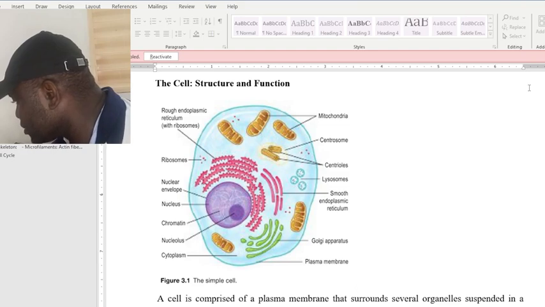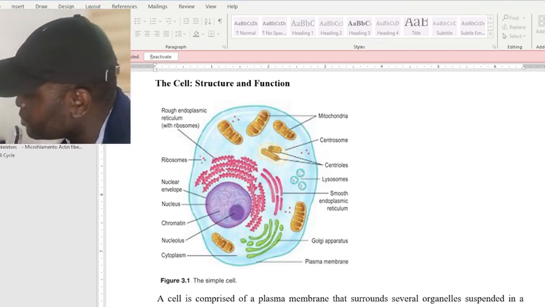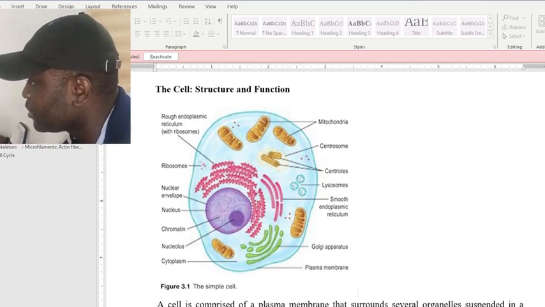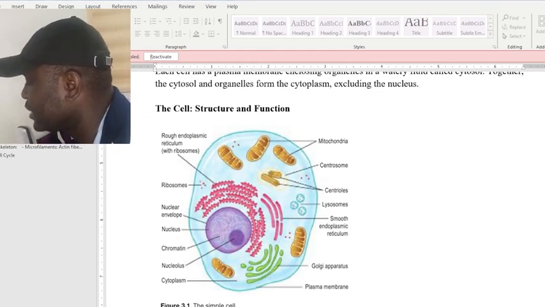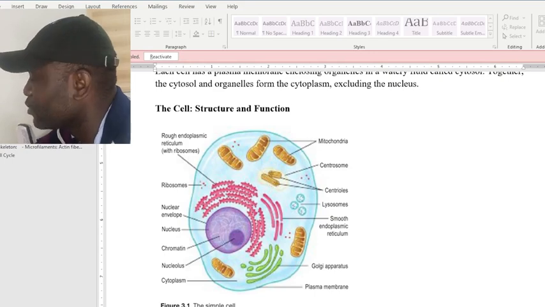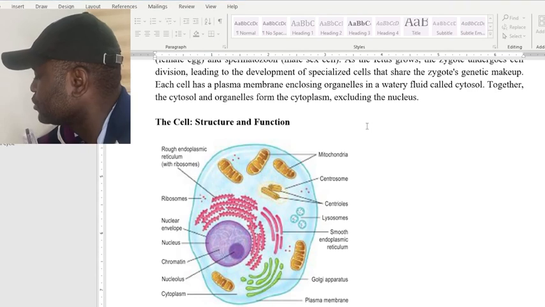Now this is the nucleus. This purple is the nucleus. If you exclude this nucleus, this fluid and all these other organelles make up the cytoplasm of the cell. So it's correct to say that the cell is made up of the plasma membrane, the cytoplasm, and the nucleus. So let's take the structure one after the other, starting with the plasma membrane.